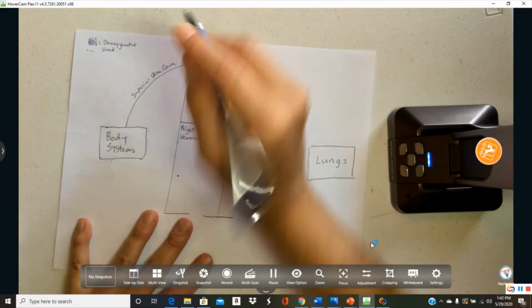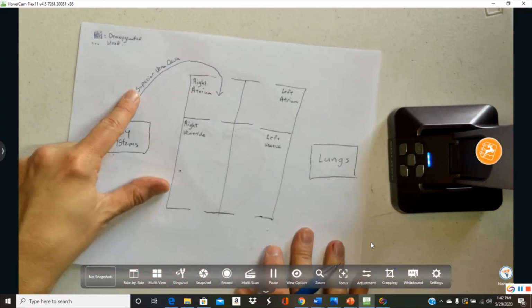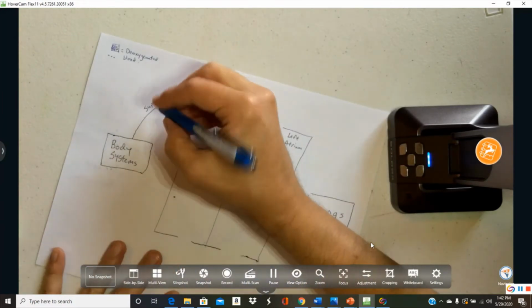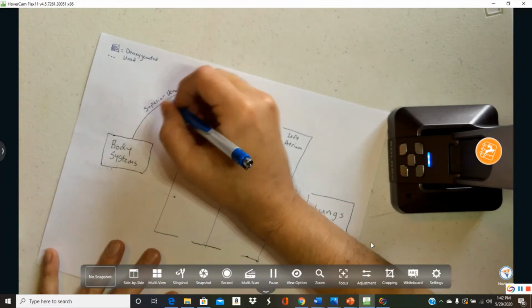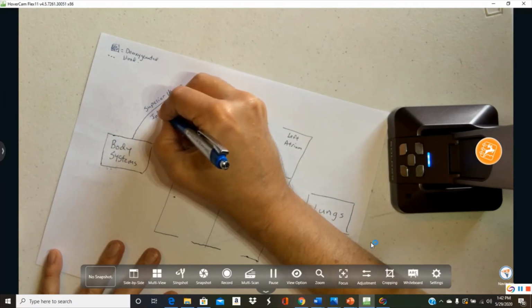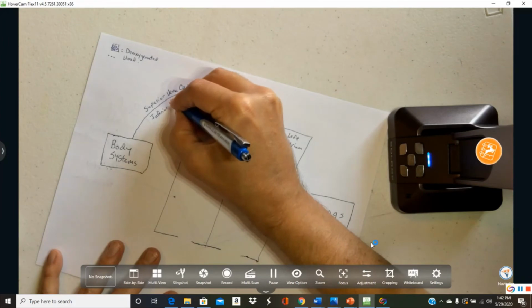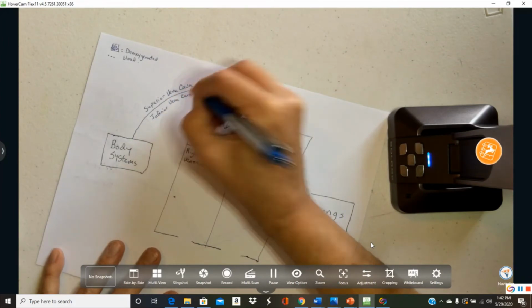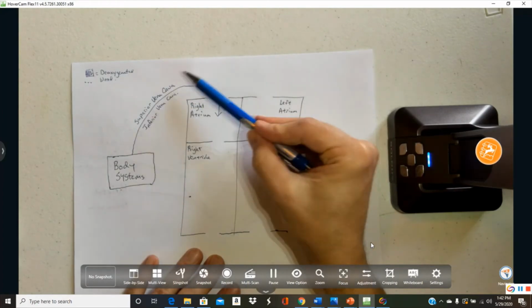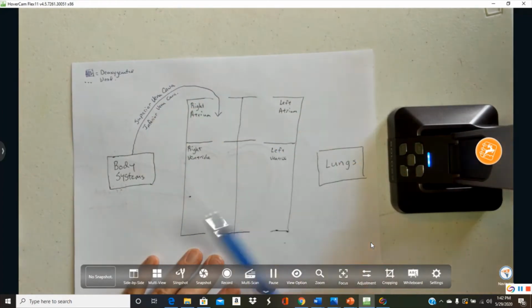cava. Now, in anatomy, remember, we don't use words we don't need. So if there's a superior vena cava, there must be a what? There must be an inferior vena cava. And the inferior vena cava and superior vena cava bring deoxygenated blood to the right atrium from the body systems.